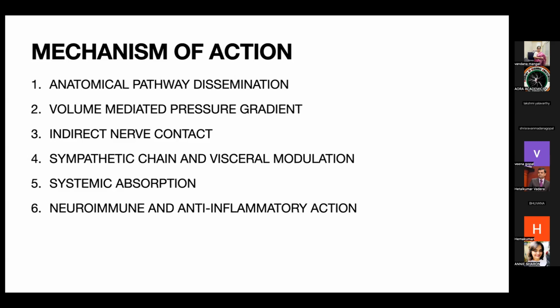And there is also sympathetic chain and visceral modulation. The sympathetic chain can get involved mostly in posterior blocks, when the drug spreads medially and anteriorly, leading to sympathetic chain involvement. That is, the rami communicantes can get involved. Some amount of systemic absorption is also present in fascial plane blocks. Then you have the neuroimmune and anti-inflammatory action: local anesthetics attenuate the local neuroinflammation and also modulate the cytokine release. So these are the mechanisms of action of fascial plane blocks.